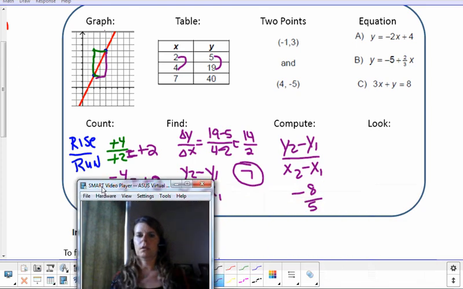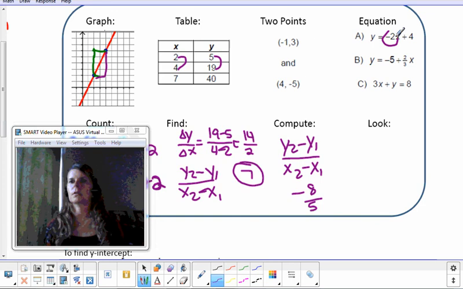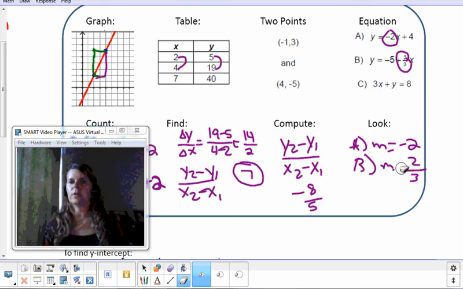And then this one's a little bit trickier. Well, when you get down here it is. Right here it's just y equals mx plus b. So our m for a is negative 2. For b, it's the thing with the x. m equals 2/3. So actually those two are easy. No trick to those. See if you can figure out what you have to do on the last one.